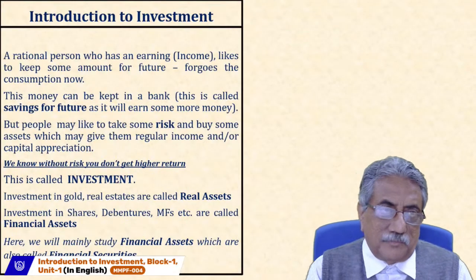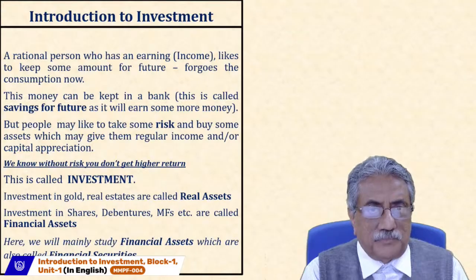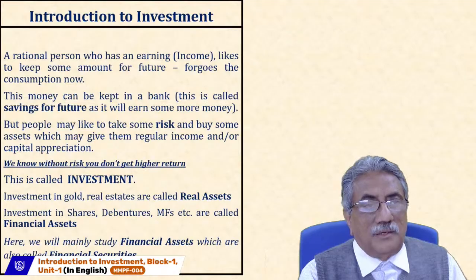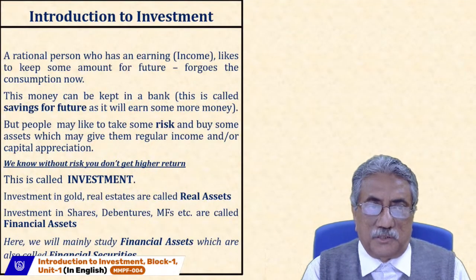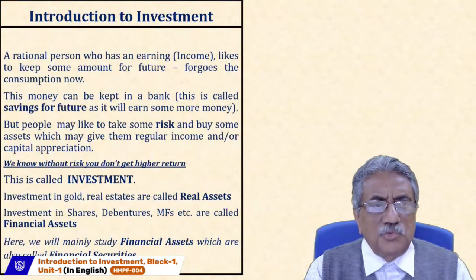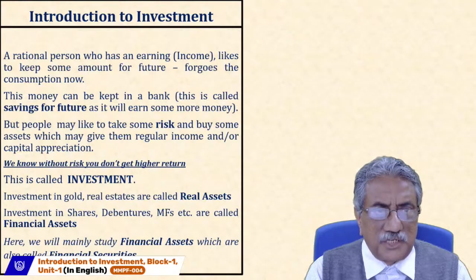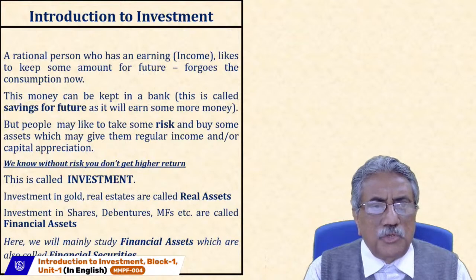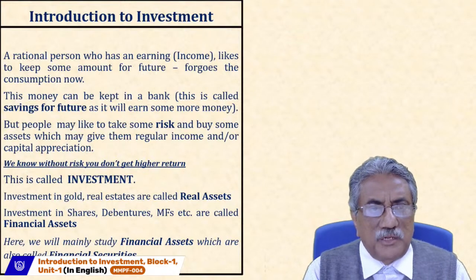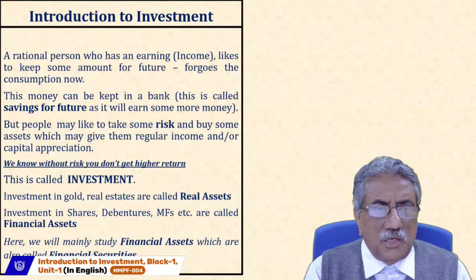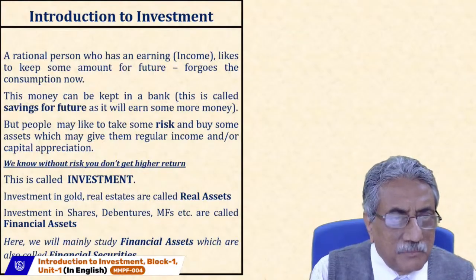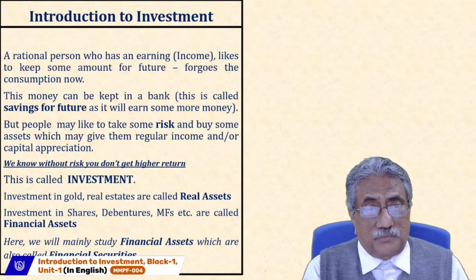But some people may like to take some risk and buy some assets which may give them regular income and/or capital appreciation. Now, what do you mean by that? Suppose you are not keeping it in the bank because bank interest is fixed. So you want to buy a flat, or suppose you have got a lump sum of money. So you know that I will get a regular income in the form of rent, and also after some time, capital appreciation can happen. But there is a risk.